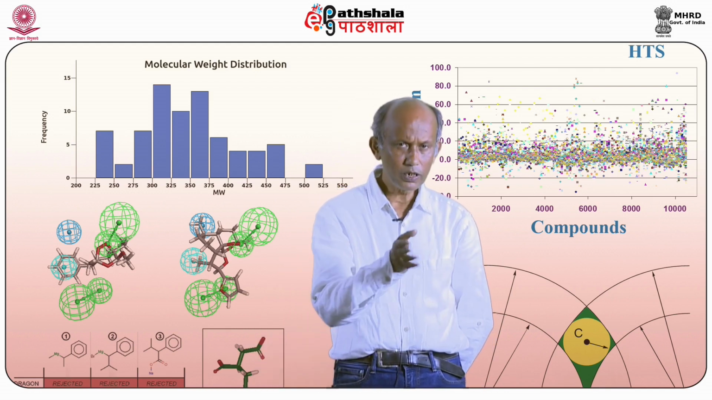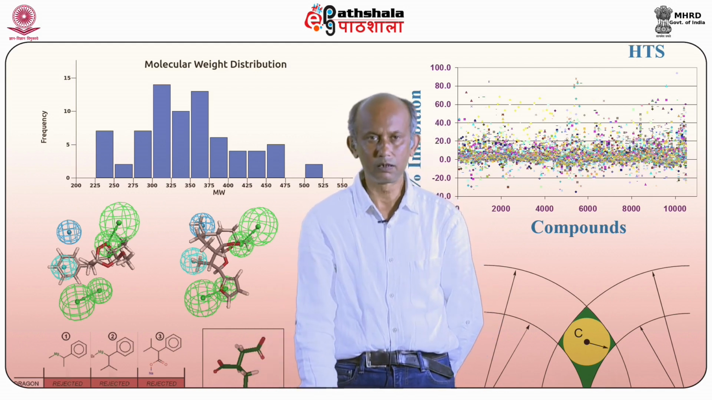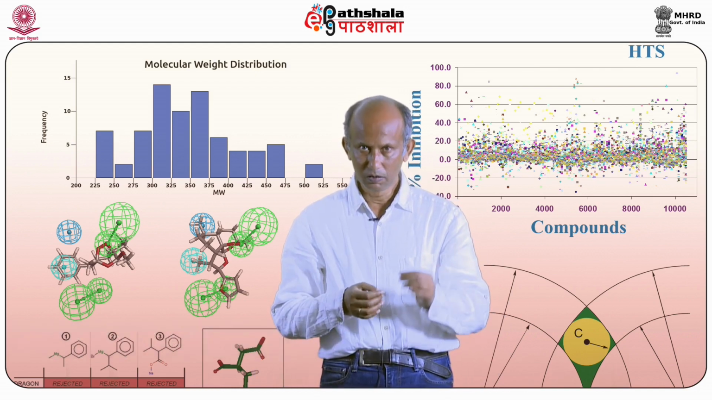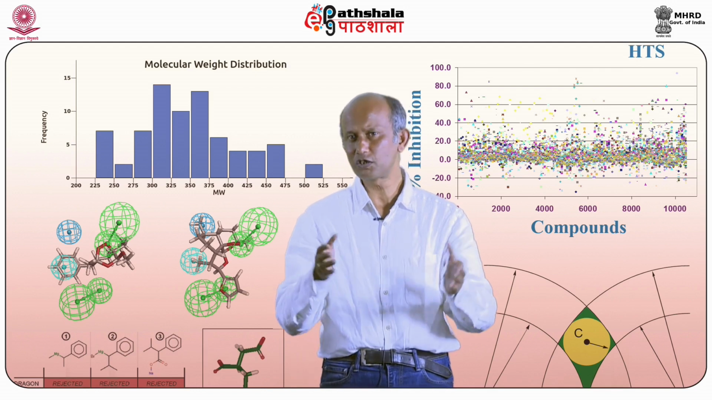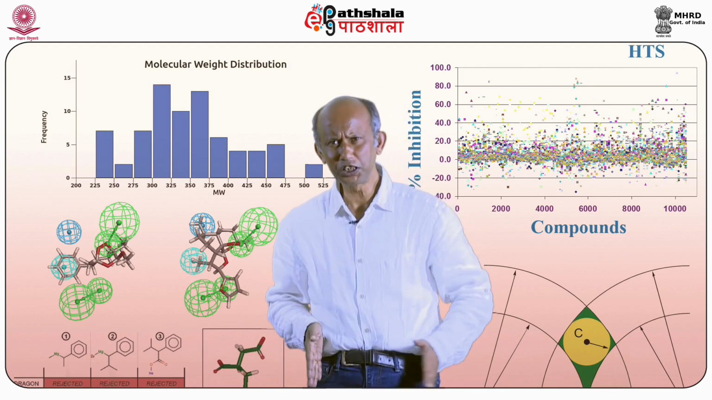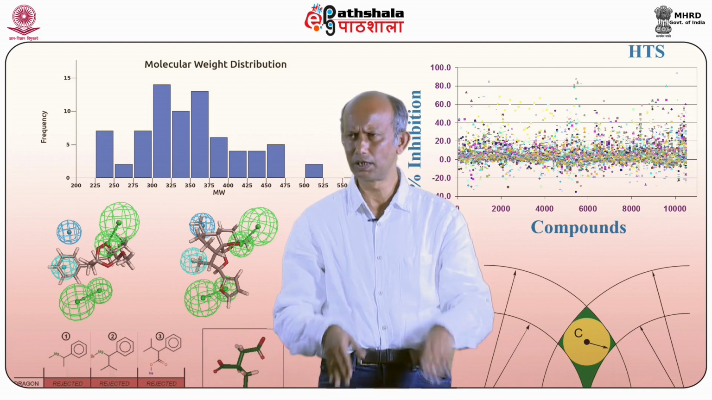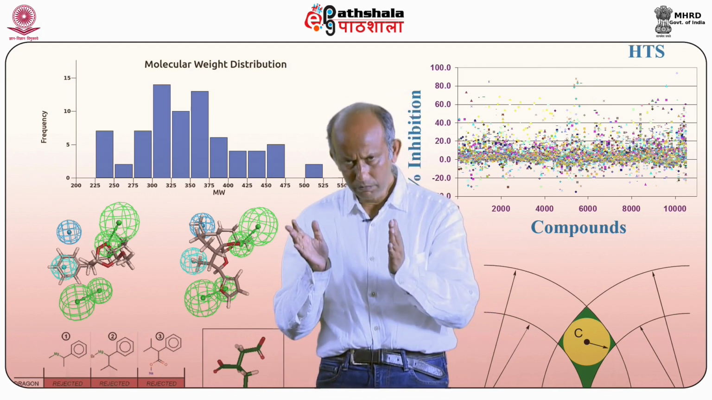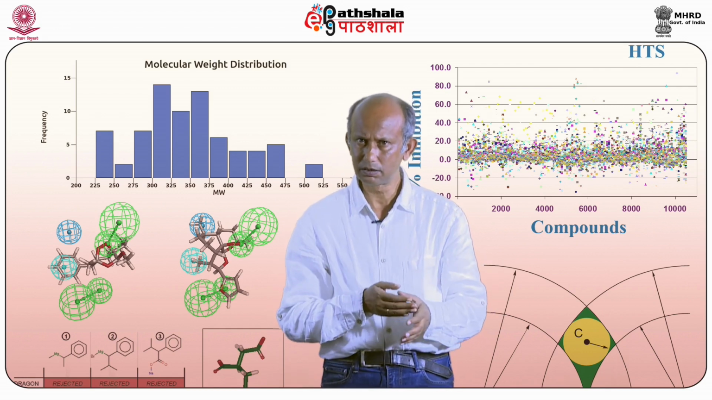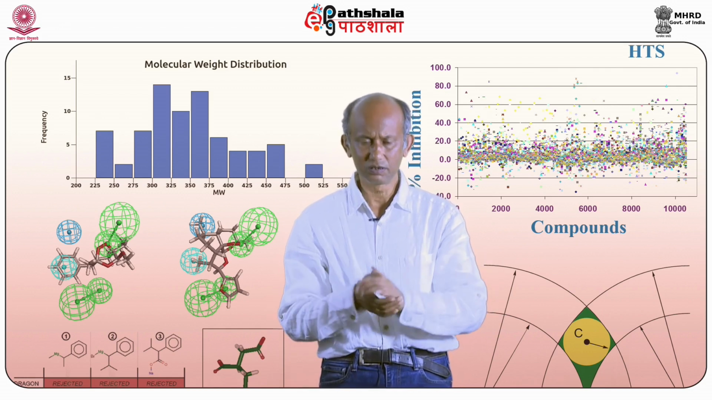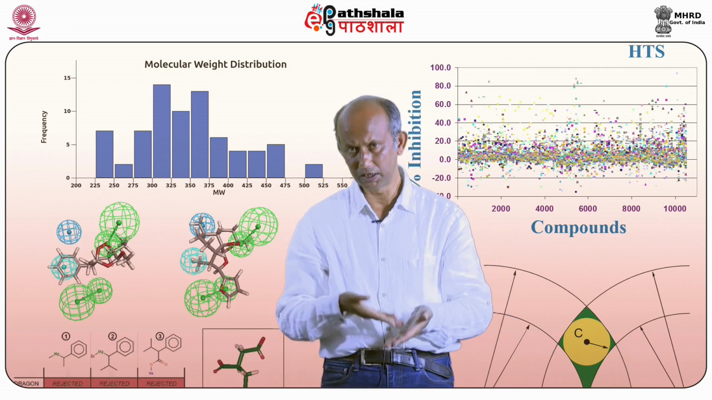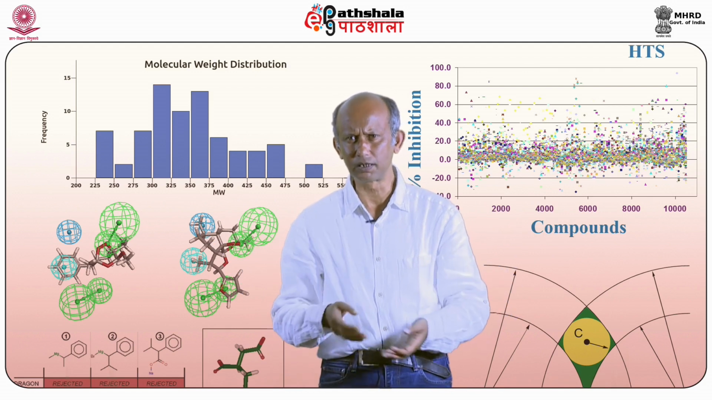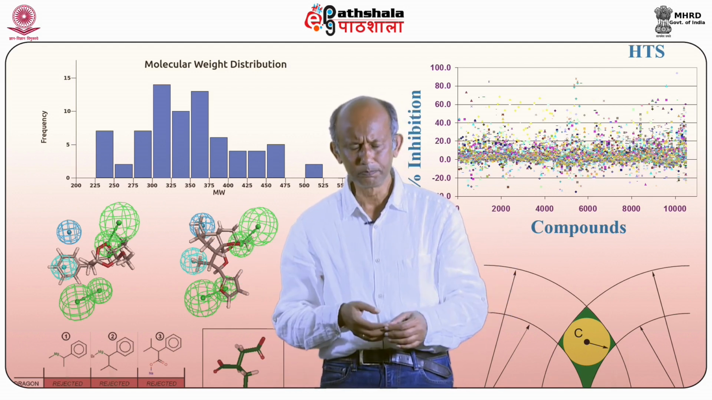So another way out was found by Henikoff and Henikoff, who created what is called the block substitution matrix. Before doing that, they created a blocks database, which is a huge database of completely ungapped multiple alignments of hundreds of protein families of different levels of sequence identities. By the time the blocks database was made, a huge number of sequences were there in the data banks, so constructing them was not a problem.